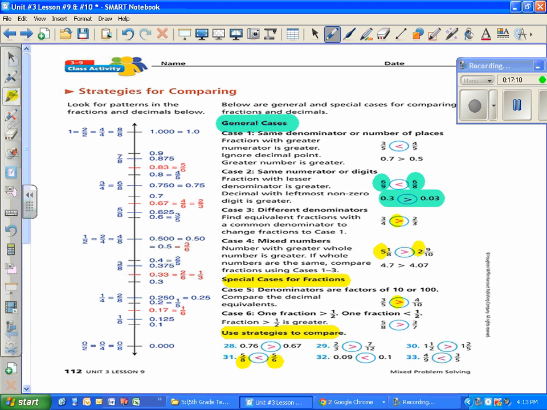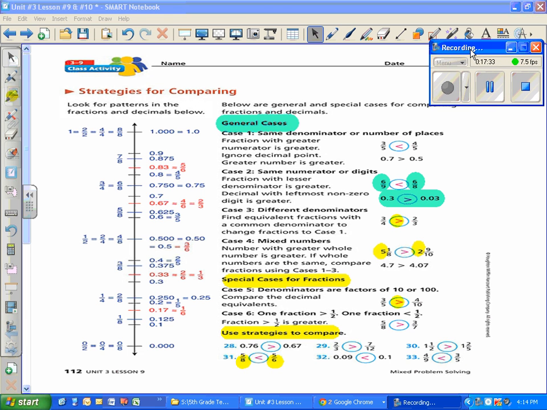And in number 32, 0.09, 0.1, remember 0.1, closer to getting to a whole, is greater than 0.09. And then the last 4/9 is less than 3/5. 9 times 3 is 27, 5 times 4 is 20.